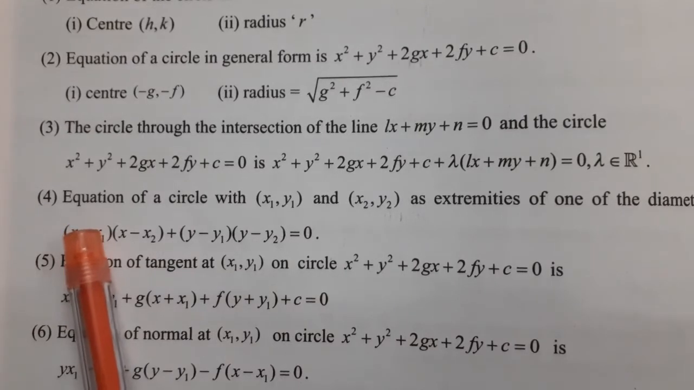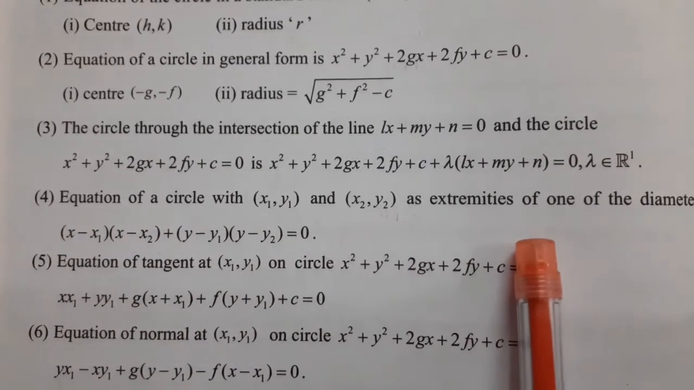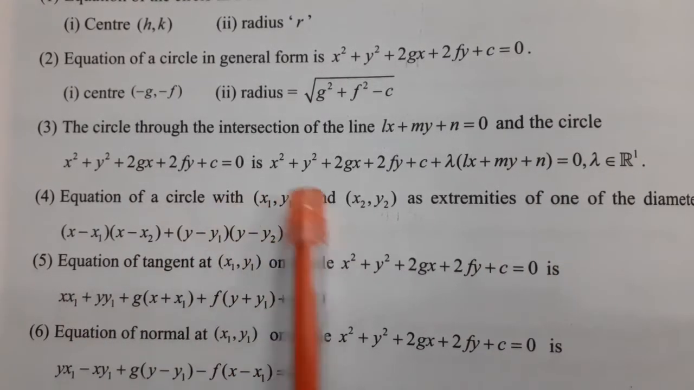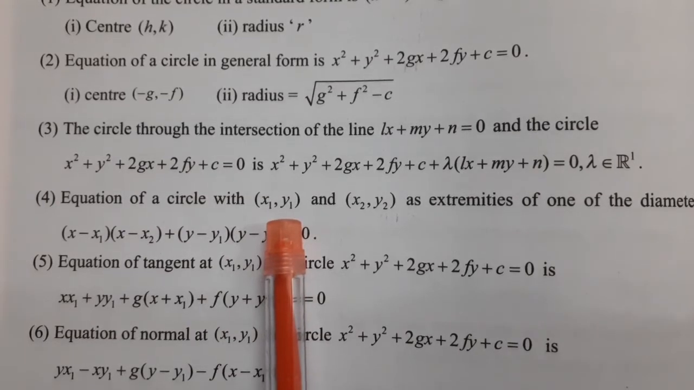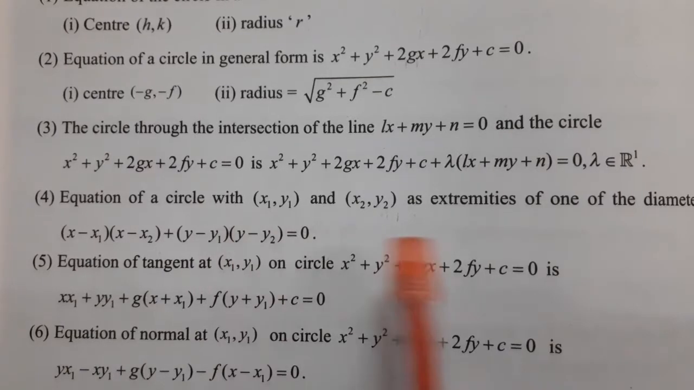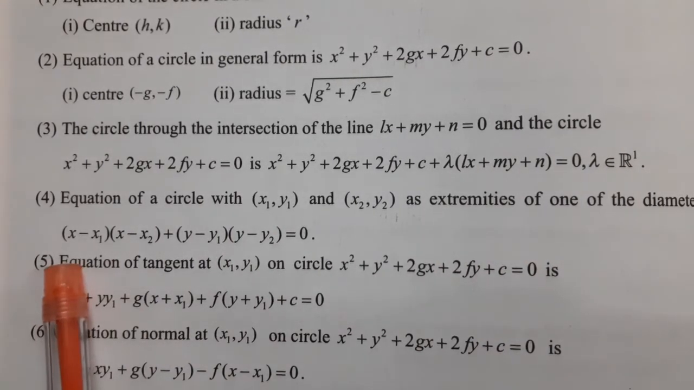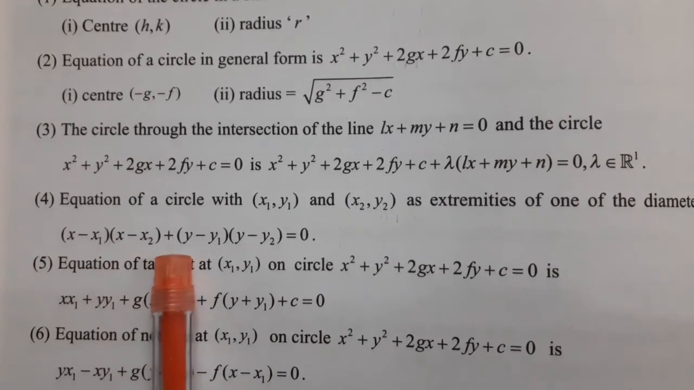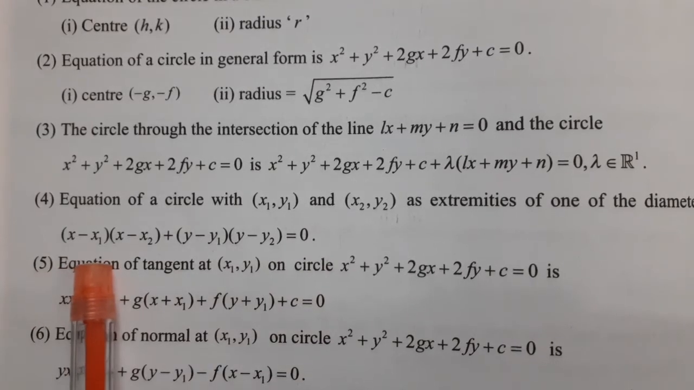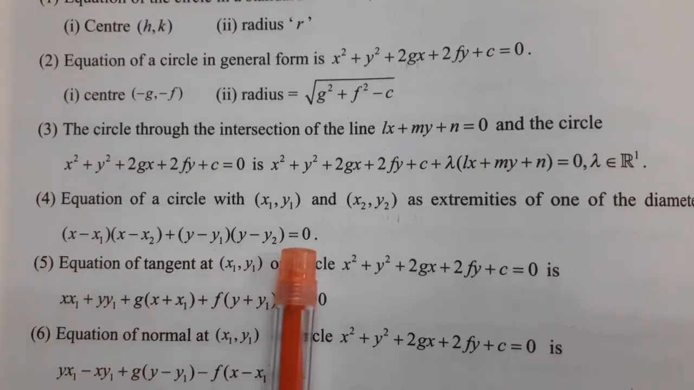Again, the fourth condition. What is the fourth condition? The equation of the circle when (x1, y1) and (x2, y2) are the extremities of one of the diameters. This formula is also applied in exercise number 5.1, so go through that one. The equation of the circle with the extremities of the diameter is (x minus x1) into (x minus x2) plus (y minus y1) into (y minus y2) equal to 0.